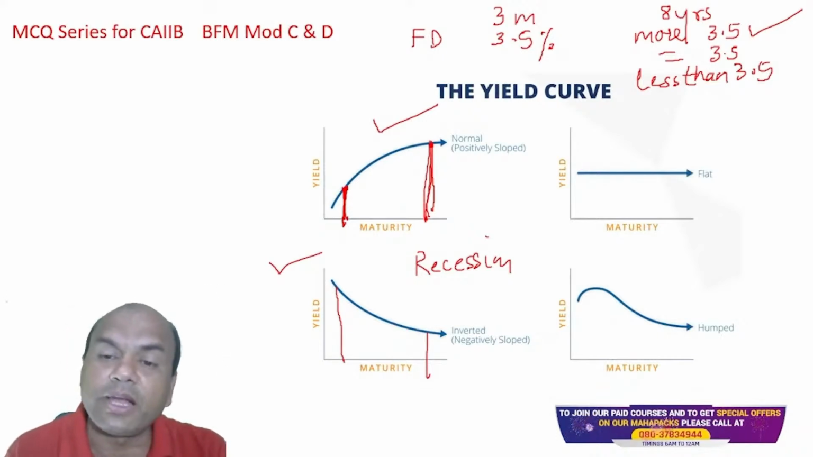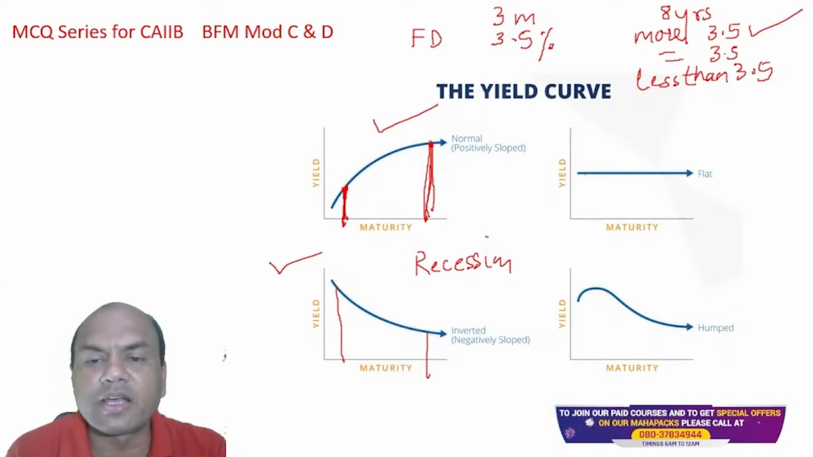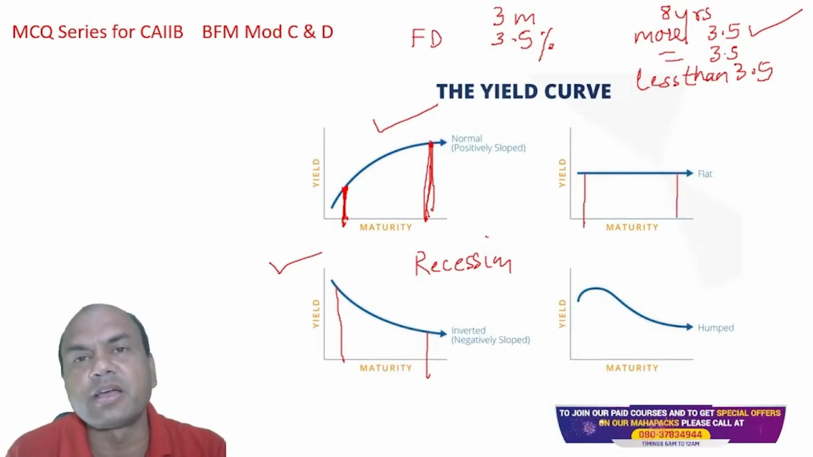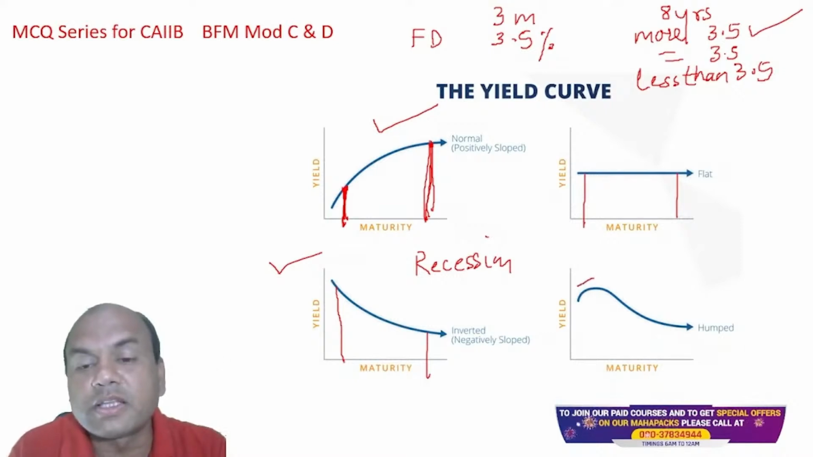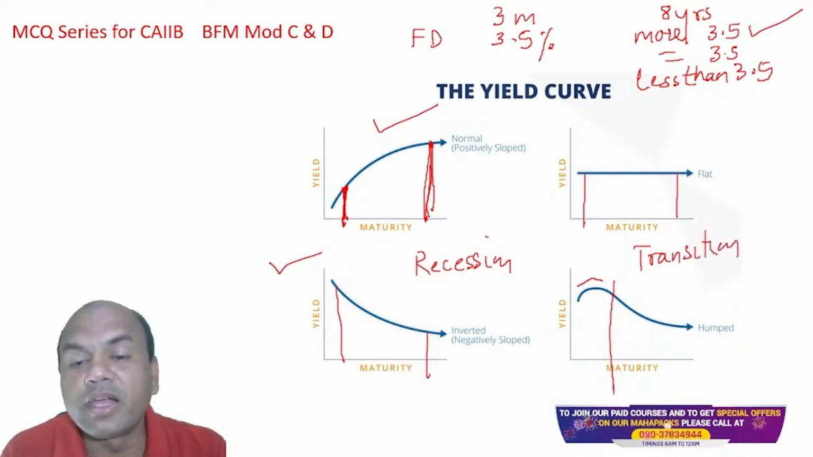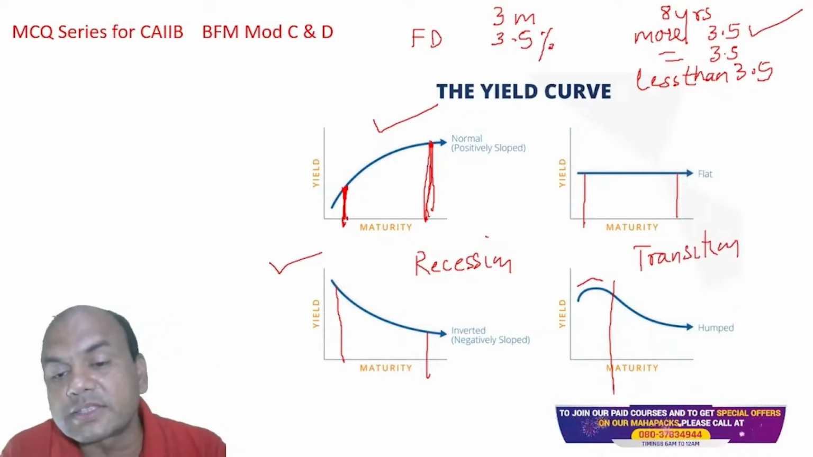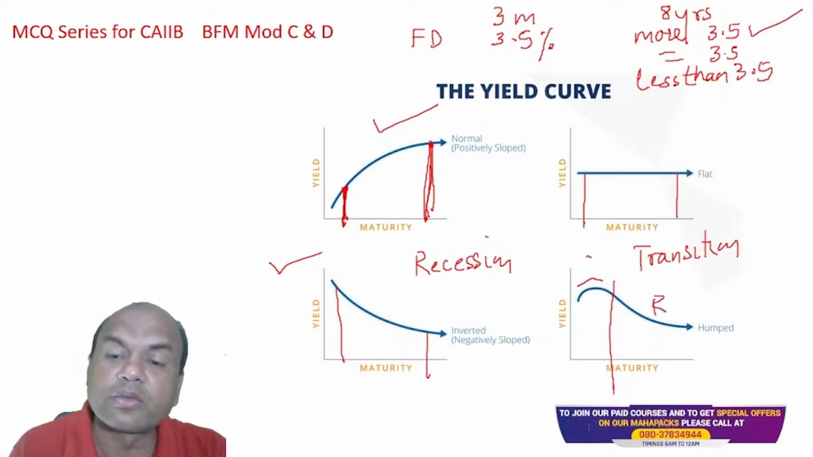Now what is this flat yield curve? Flat yield curve means the country is not growing at all, not going down, not going up. Flat. The 3 months rate of interest will be the same as the 10 years rate of interest. Humped yield curve. This is called humped. Humped means there is a slight growth in the initial period, but later again recession. So this is known as transition. Transition means it grows in the initial years and then it transits to the lower growth phase. So here it is recession, here it is growth.